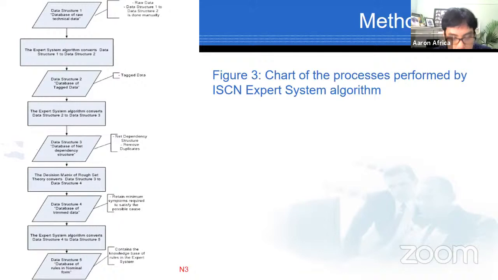The rows of data structure 4 contain the name of the possible cause and the value of the corresponding symptoms of the possible causes. The first column of data structure 4 contains the case number. The second contains the possible cause, and the succeeding columns contain the values. As I said earlier, the symptom will either have a value of 1 if it exists, 0 if it doesn't exist, and an asterisk if the value is unknown. Data structure 4 contains only the minimum number of symptoms required in order to identify the possible cause. This is called information dependency or trim data. The expert system algorithm writes each row of the table in data structure 4 in the form of a rule. Then it becomes data structure 5. The one that the expert system uses, the PHP program, is data structure 5.